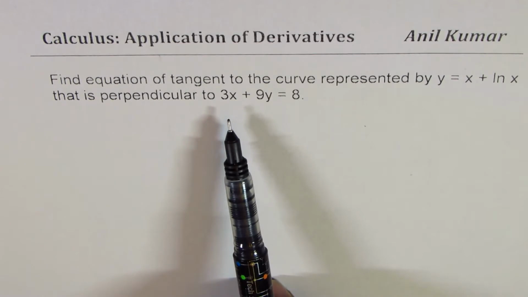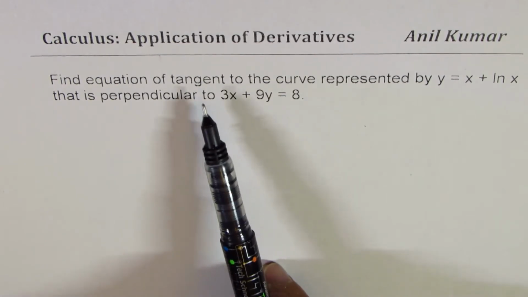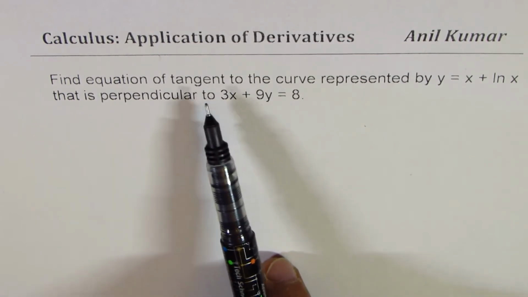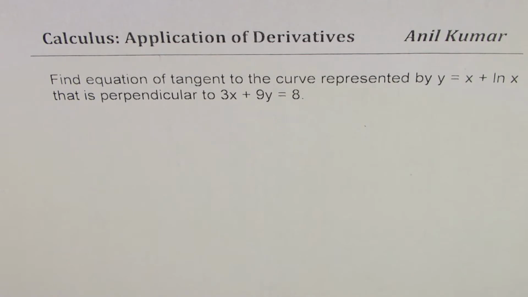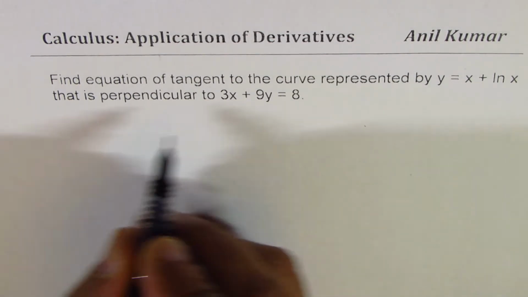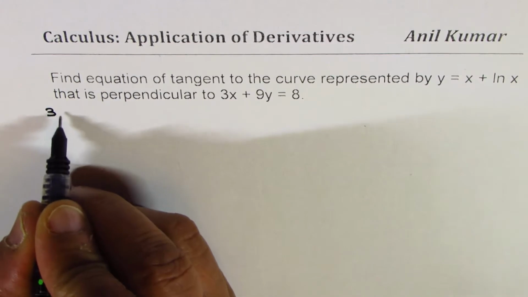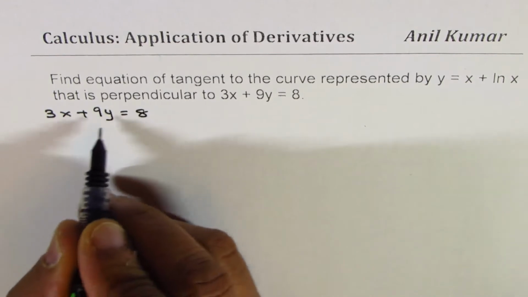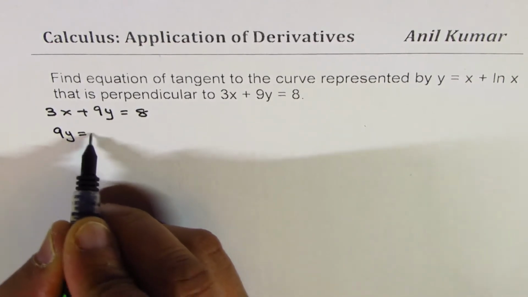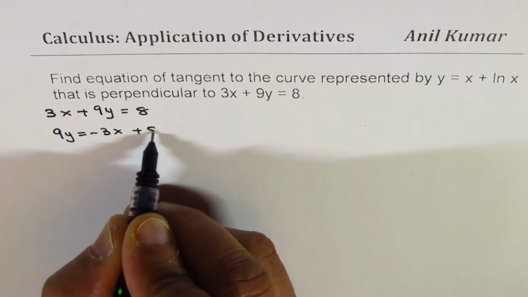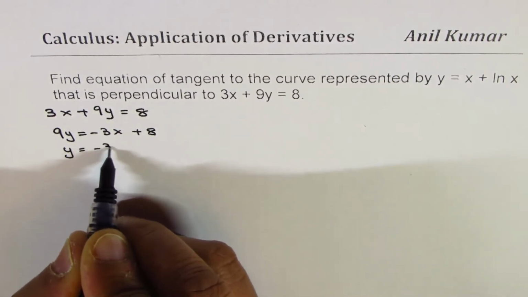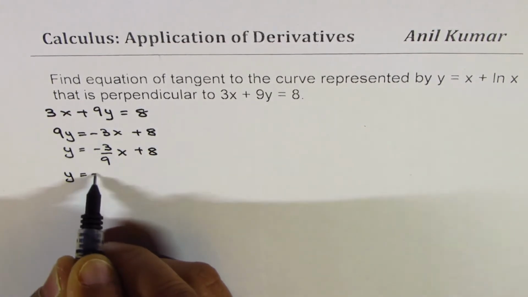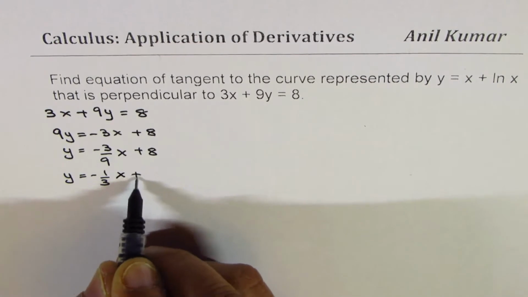Now, when we say that the tangent line is perpendicular to a given line, that means their slopes' product is -1, right? So let's find the slope of the given line. 3x + 9y = 8. We can rearrange: 9y = -3x + 8. y = -3/9 x + 8/9, or y = -1/3 x + 8/9.